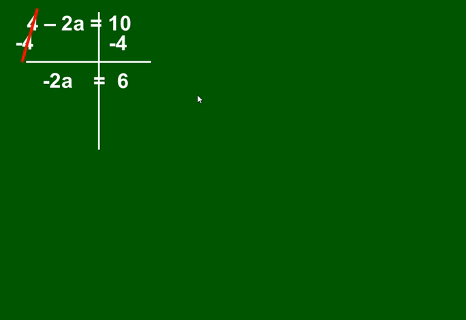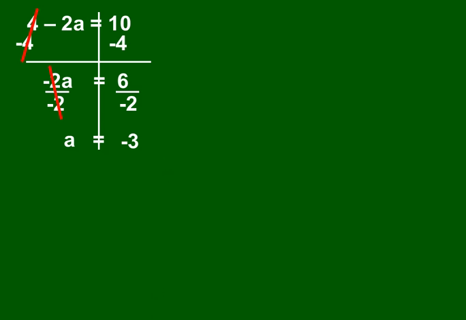Now, I still don't have the variable by itself. It's being multiplied by negative 2. To get rid of multiplying by negative 2, I'll divide by negative 2. If I do it on one side, I must do it on the other side of the equal sign. Negative 2 divided by negative 2 is 1, which we're just going to cross out. It becomes a. 6 divided by negative 2 is negative 3. And now that I've gotten the variable all by itself, I don't need to do anything else. The answer is a equals negative 3.